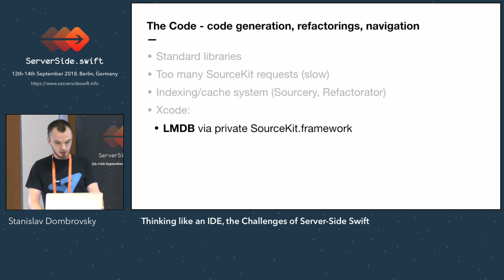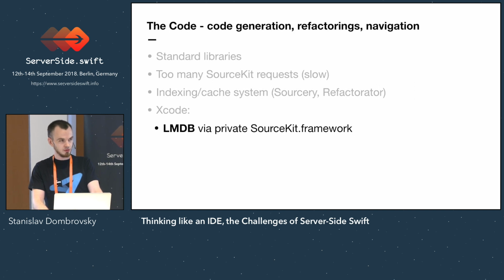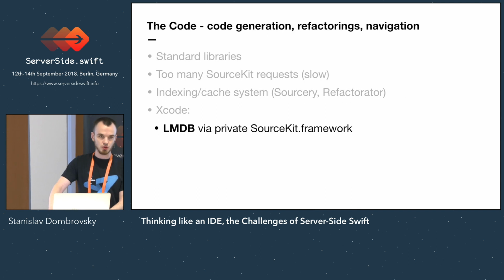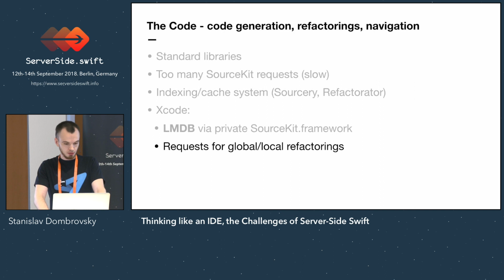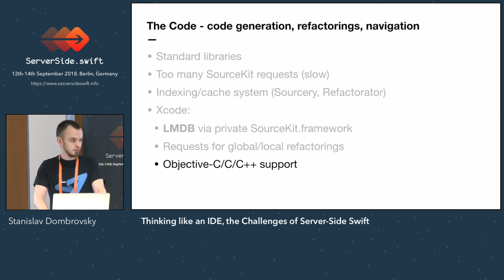Xcode actually has its cache system in the form of LMDB, the Lightning Memory-Mapped Database. That's a key-value database, and it communicates with it via the private SourceKit framework, which is not open-sourced, and also contains requests for global and local refactoring, such as extract method and extract variable, and has Objective-C, C and C++ support. Also, there are some index requests in the official SourceKit documentation, but the problem is that they do not work for Swift Package Manager projects for now.